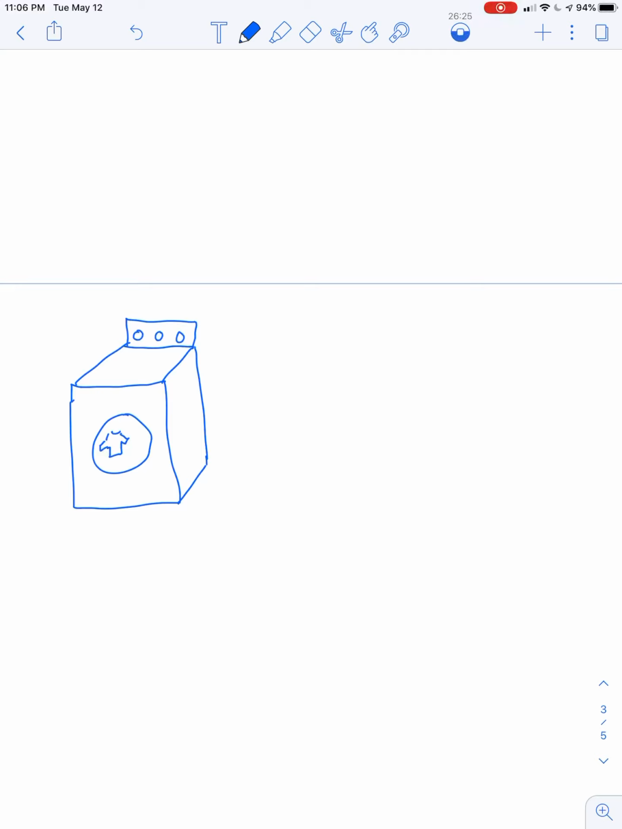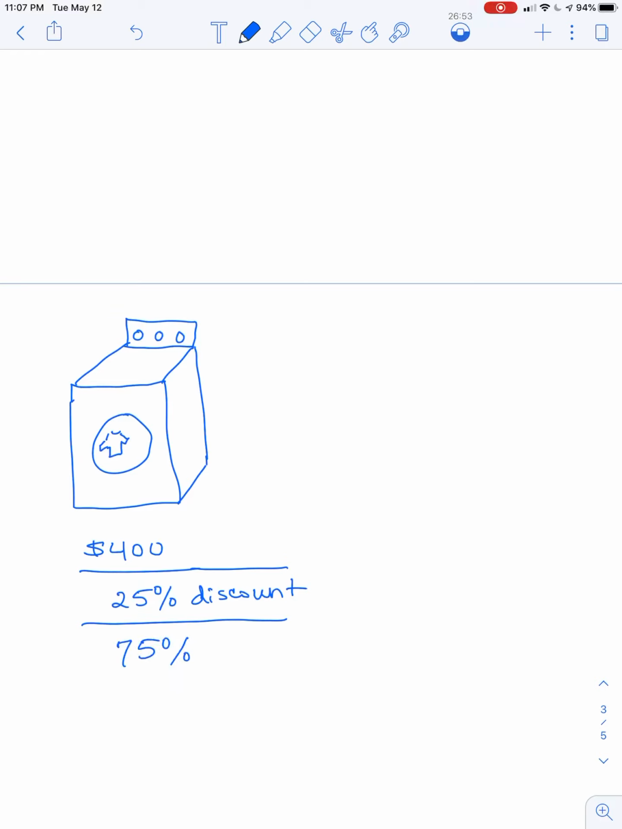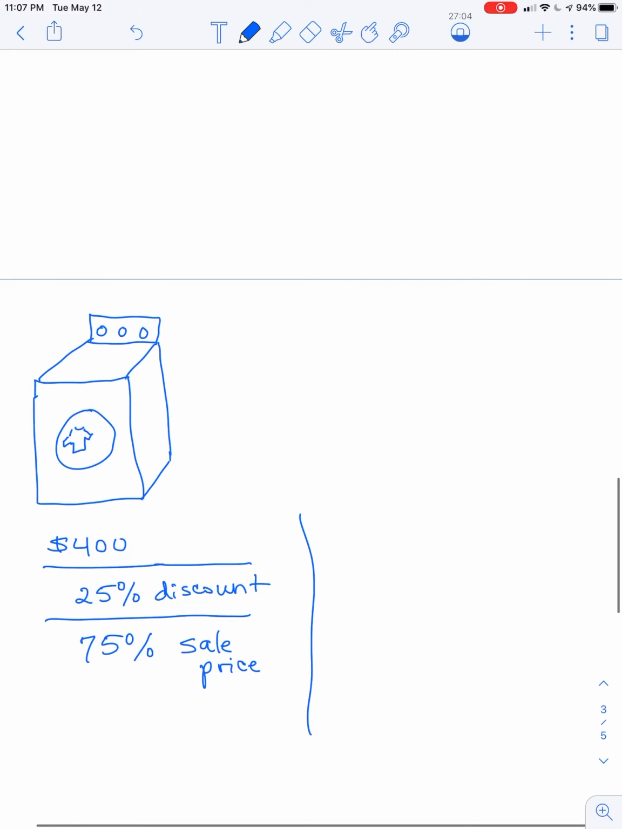What you need to realize about this is it had a regular price. We know that according to the problem, the original price of this thing was $400. That's the original price. We know that they're going to take off 25% in a discount if you buy it today, right? But that would mean that we would actually be paying for 75%. So the sale price is actually 75% of the original price. That should make sense.